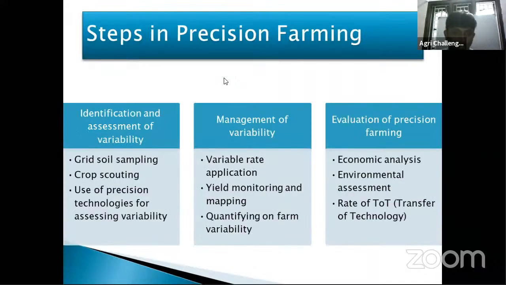I told you what is a grid sampling, I will tell you again. Then crop scouting or field scouting or ground truthing. Then use of precision technologies for assessing the variability. These all are the components that help to identify or assess the variability. Then management of variability: variable rate applicator, yield monitoring and mapping, yield maps, and quantifying on-farm variability. These are the management sides. Then evaluation, economic analysis, environmental assessment, and rate of technology transfer.